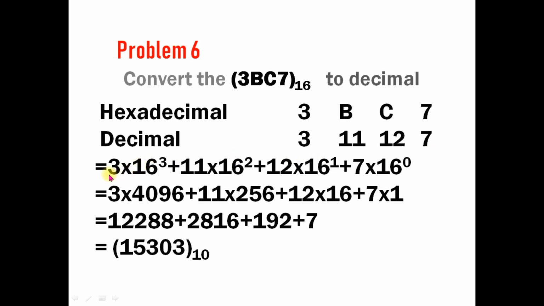Now we have to put the weights: 3 into 16 to the 3 plus 11 into 16 to the 2 plus 12 into 16 to the 1 plus 7 into 16 to the 0. On solving this, we will get 12288 plus 2816 plus 192 plus 7, which gives us 15303. This is the answer.